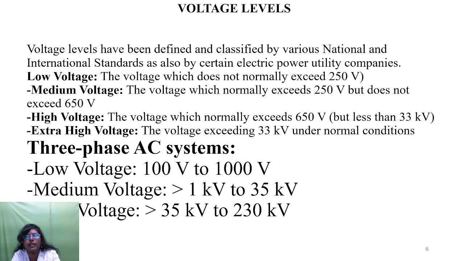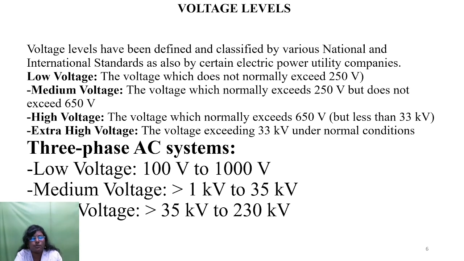The normal voltage levels can be classified by various national and international standards given by certain electric power utility companies. We have divided them into four types: low voltage, medium voltage, high voltage, and extra high voltage. Low voltage means the voltage which does not normally exceed 250 volt. Medium voltage means the voltage which normally exceeds 250 volt but does not exceed 650 volt. High voltage is the voltage which normally exceeds 650 volt but is less than 33 kV.